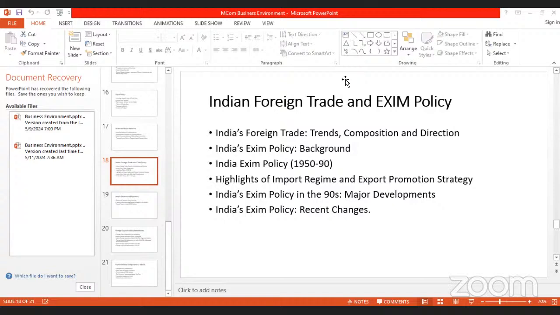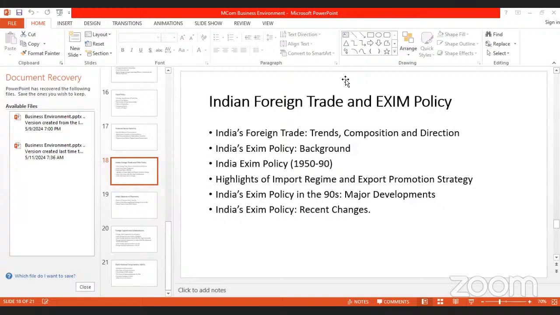Now, the third direction is regional trade agreements. So, participation in SAARC and BIMSTEC and other regional groupings to enhance trade relations. Under this, SAARC countries as well as BIMSTEC countries come under regional trade agreements. Okay, so that was about the direction of Indian foreign trade.